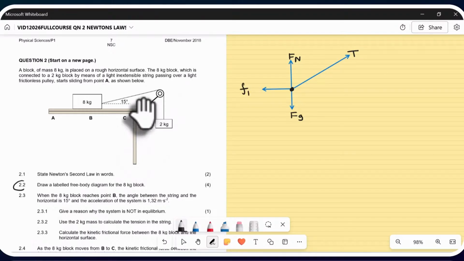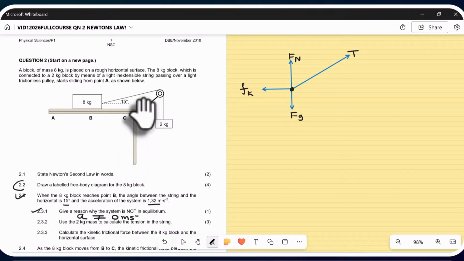Okay. The next question here, 2.3. When the 8 kg block reaches point B, the angle between the string and the horizontal is 15 degrees, and the acceleration of the system is 1,32. So they say 2.3.1, give a reason why the system is not in equilibrium. It is because the acceleration is not equal to 0. As long as it's not equal to 0, it is not in equilibrium. That's our reason here.